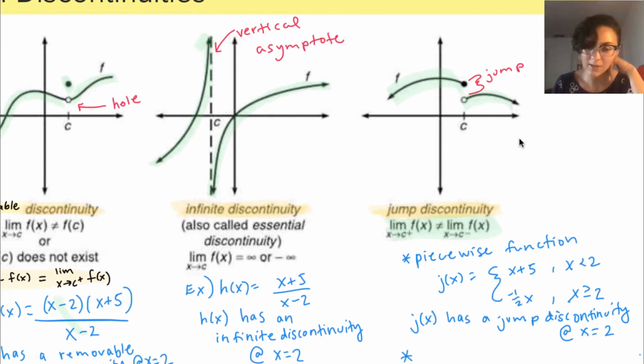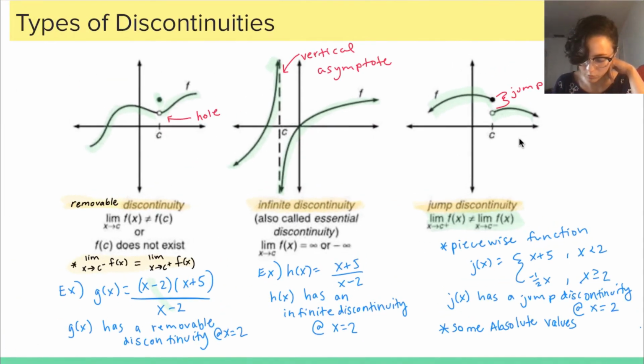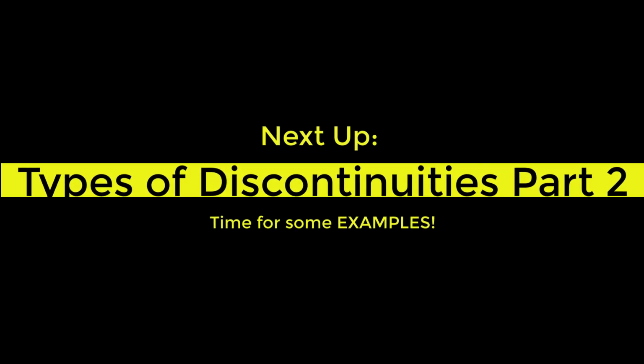And then there is one other type of function other than piecewise, and that will be some absolute value functions. One example of an absolute value would be, this is a really specific one, and I'll show you an example of that later. But the way that this absolute value affects the graph creates a jump in it. And I'll show you an example.